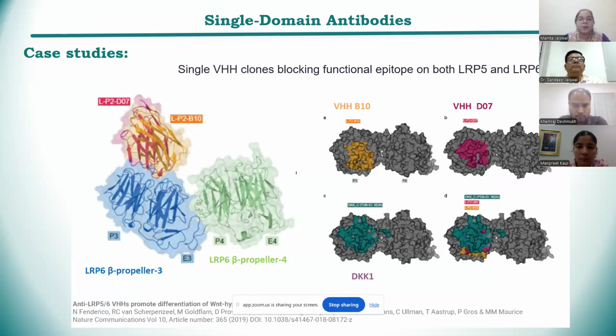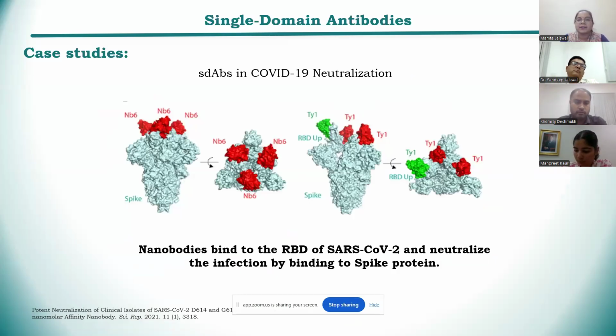Some case studies for therapeutic nanobodies. This is one example where VHH clones were able to block the epitope of both LRP5 and LRP6 proteins, and they can see the Wnt signaling response in stem cells. Another study, in COVID-19, the single domain antibodies were raised against the spike proteins, and many labs have developed nanobodies which can neutralize the effect of the SARS virus.